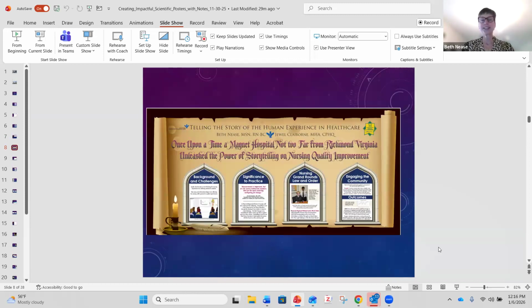This is a poster I did a long time ago that really took the whole storytelling thing to the next level. This is when I was working for a health system and I didn't have to follow the poster template requirements of a university. And so I just unleashed it a little bit and really took the storytelling arc to another level using the Once Upon a Time, a Magnet Hospital not too far from Richmond, Virginia, unleashed the power of storytelling on nursing quality improvement.